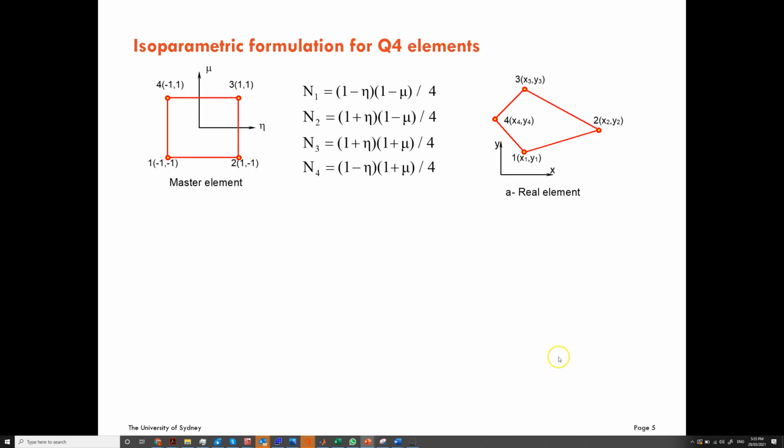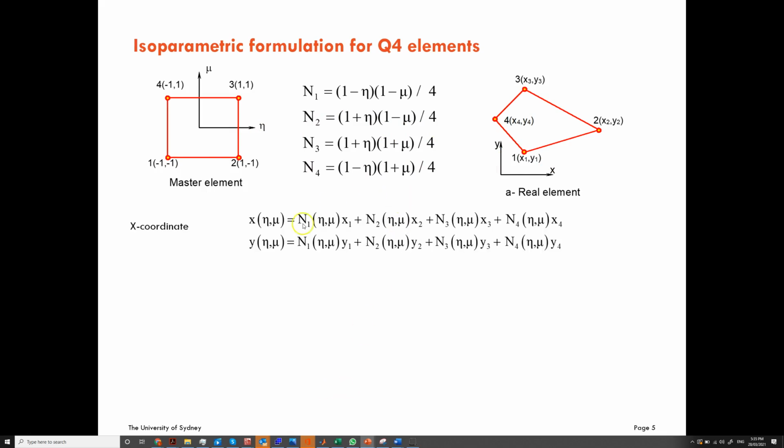Then this is the real element. We call it the real element because this is the element that you see in Strand7. It's a quadrilateral element. So every point here is a transformation from here to here. So how do we define this transformation? We use the shape functions. These shape functions can be used to represent the coordinates of this real element as a function of the parameters.